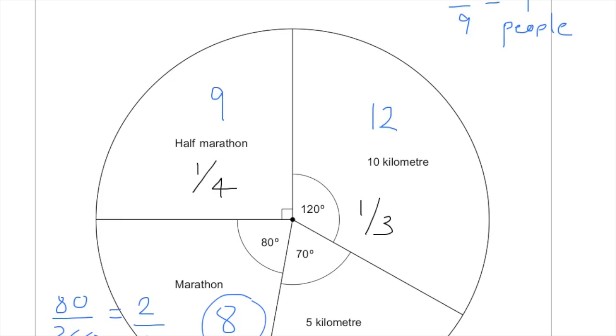Now, if we add those numbers up, 9 plus 12 plus 8 comes to a total of 29, which means that there must be 36 minus 29, which is 7 people who prefer the 5 kilometres. We can use this information to help us with the actual question that comes up in the next part.